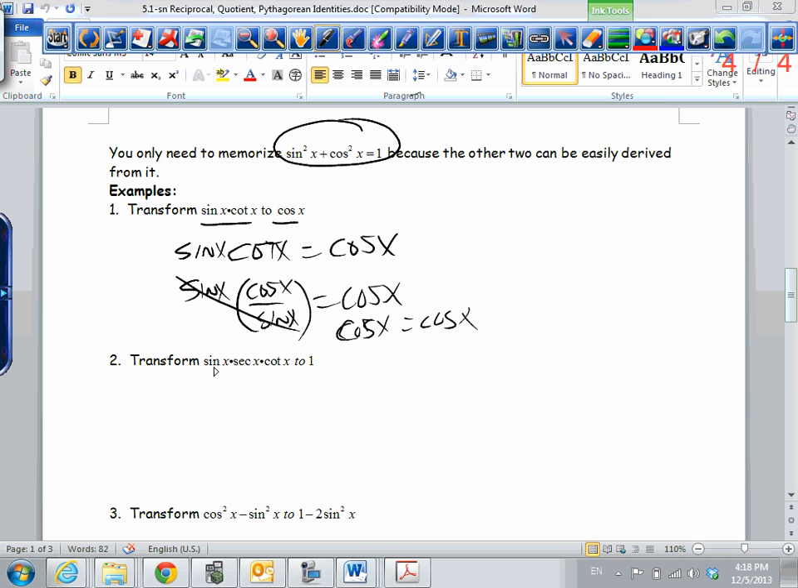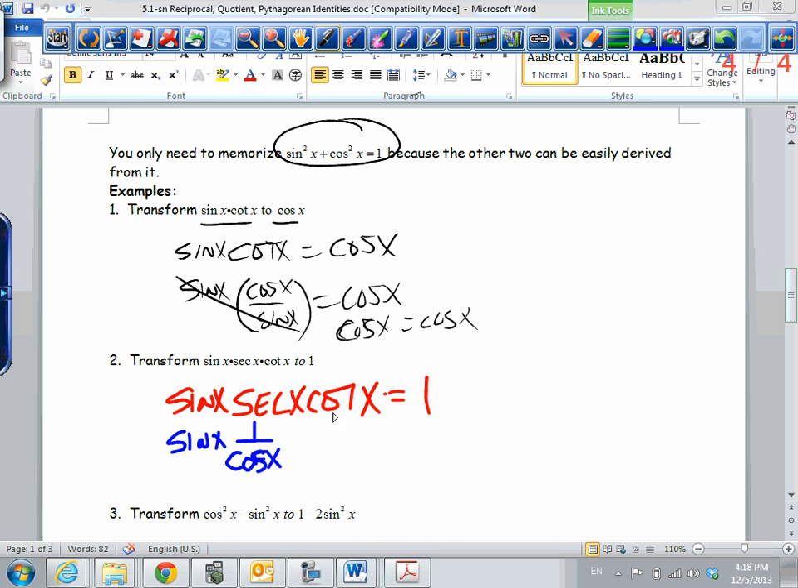Okay, next one. We got sine of x times secant of x times cotangent of x equals 1. Sounds like a hefty task. Can't change sine at all. Secant is 1 over cosine.